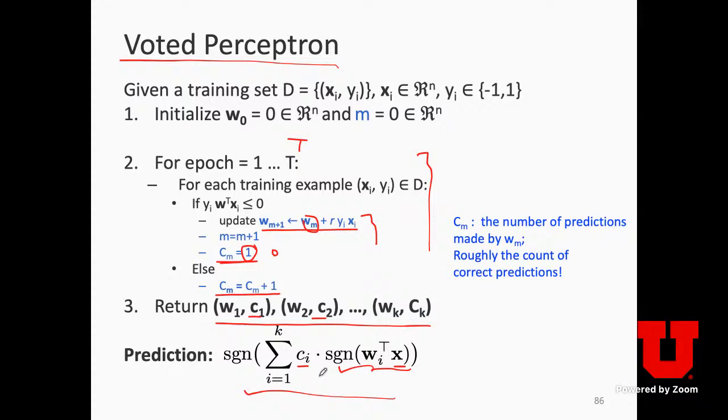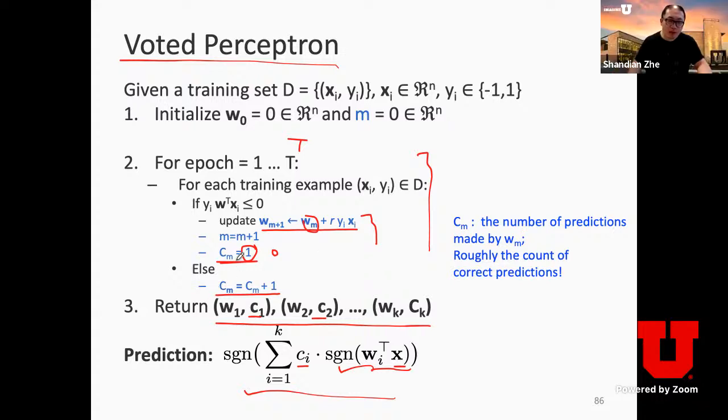And one other just implementation detail. So before this loop, C_M would be initialized to be 0. But then once we update W_M, it's reset to 1. No, M is actually increasing, right? So actually C is a vector. You should use a vector to record all the C values. So this is C1, C2, and so on.